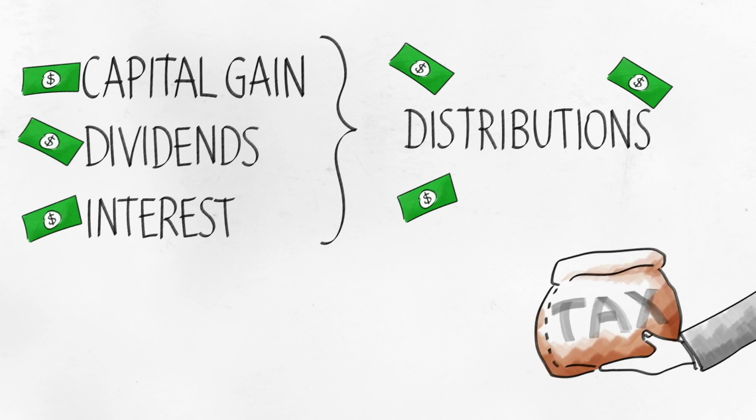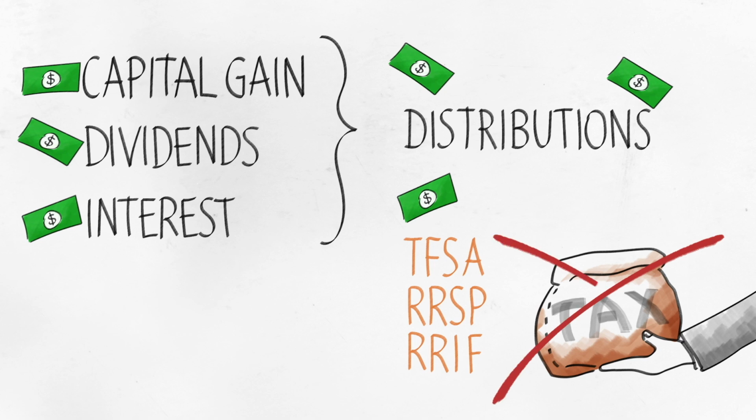Investors then pay tax on these distributions unless the investment is held in a government-registered account, like a TFSA, RRSP, or RRIF, in which case you don't pay taxes on distributions.